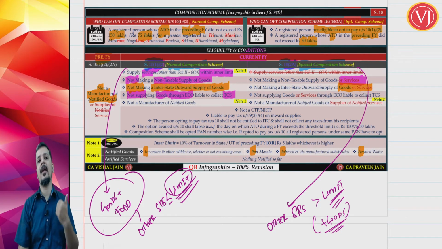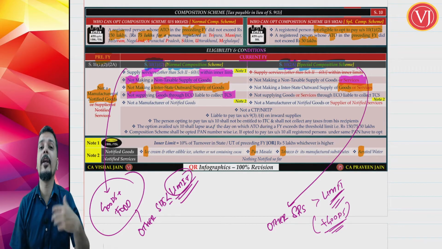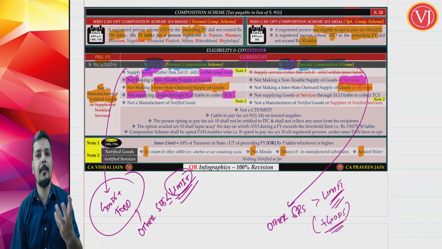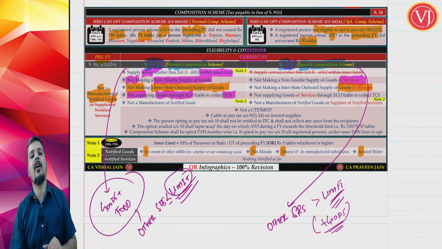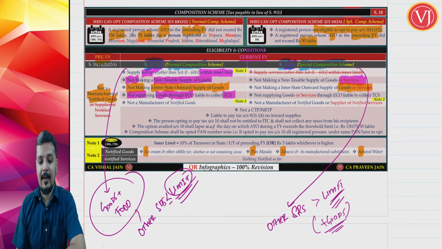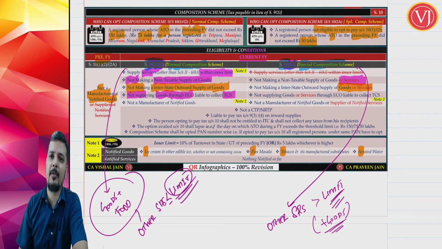I cannot make supply of goods through ECO, that is online platforms like Amazon, Flipkart, etc., where TCS is applicable. But if TCS is not applicable, I can make the sale. Right. Now, what is there in the special composition scheme?